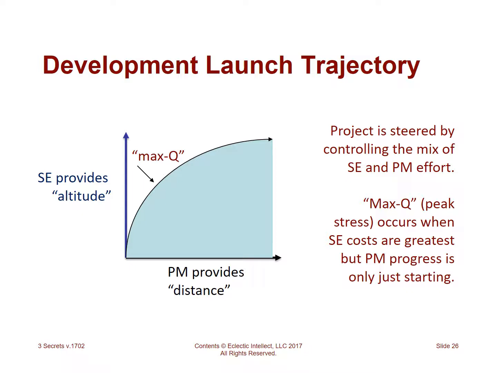You can think of the equivalent of that peak risk during the launch of a product as the point at which all of your system engineering costs are very visible to the organization, but you haven't yet really built anything that they recognize as progress. That's the point where you'll take the most heat from the organization.